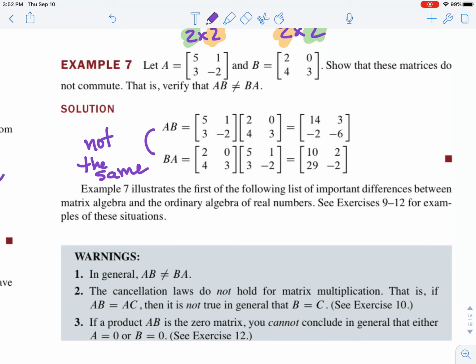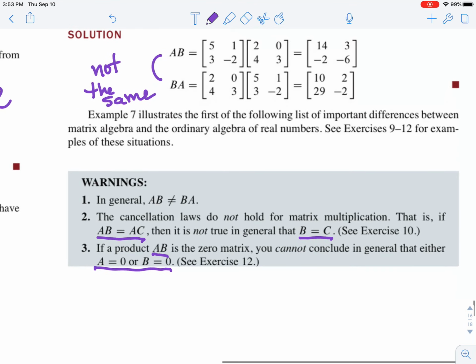Another warning is that AB could be the same as A times C, and it might not be true that B equals C. So we're going to encounter that in the class. And even it may be true that A times B is a zero matrix, but neither A nor B might be the zero matrix. Let me just show you that now, just so you can kind of see it. And I'll show you in an easy way.